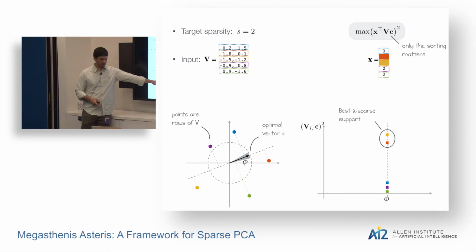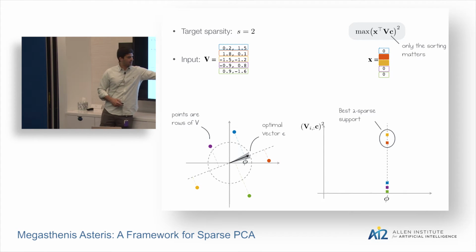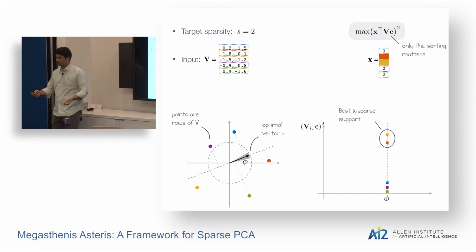Again, C is a given direction for now. I compute the lengths. These are the lengths. And then just by observing the lengths, I can say, oh, the yellow and the orange point are the ones that correspond to the largest length, which means that these are the ones that should determine the support of my vector x. And once I determine the support, I'm done because this was the hard part.